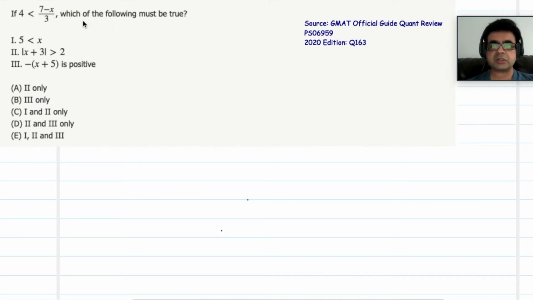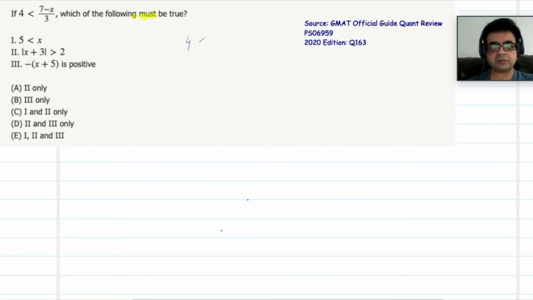The second is the question asking which one of the following must be true. So it is not a maybe kind of a question which could be true. Some of these statements must be true, and we find out which of those must be true. More than one answer is possible, as you can see in the answer choices. So we have to be careful not to eliminate any choices by mistake. So let's get started. As I said, our first step would be to simplify this inequality.